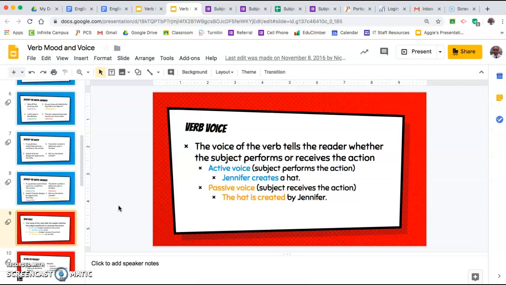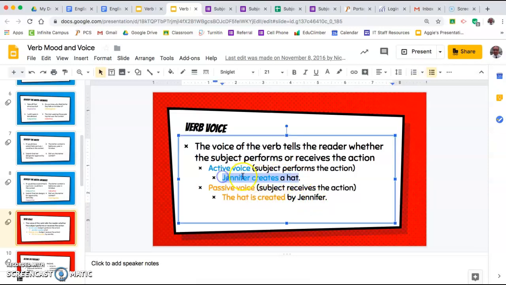So the real difference is whether or not the subject is performing the action or whether somebody is receiving an action. So here we have Jennifer creates a hat. It's in the active voice. Jennifer is actively creating a hat. So they are doing an action. So it's like Jennifer is actively involved.